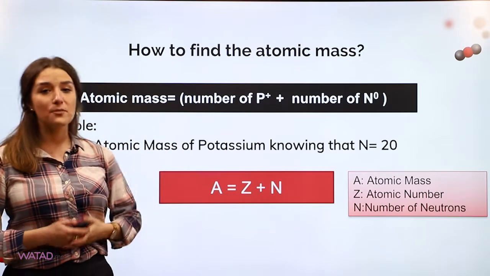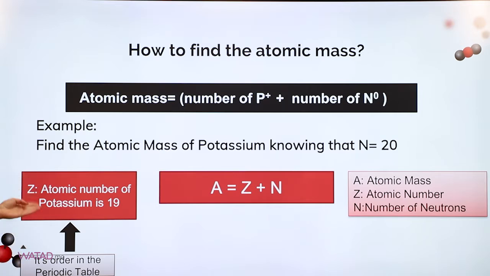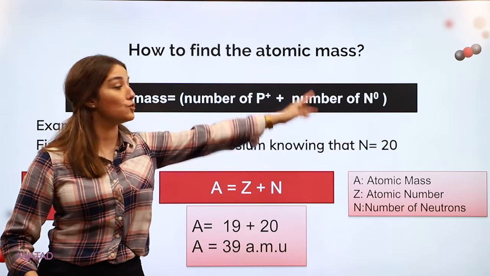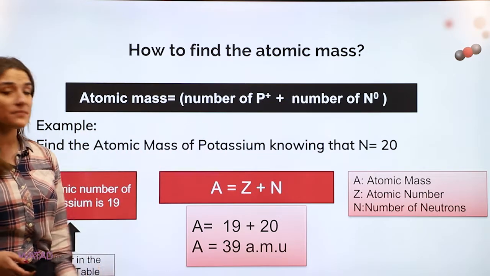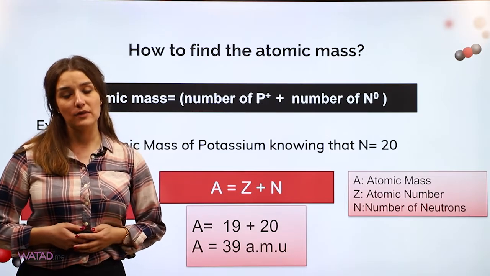But what about the number of the protons? Here comes the importance of the order of the elements, which shows the number of the protons. Potassium being the 19th in the order, we can consider that Z of potassium is 19. So the calculation is 19, which is the Z based on the order of the potassium in the periodic table, and the number of the neutrons, which is 20. When we sum them up, we end up with 39 AMU, as long as we are talking about the atomic mass.